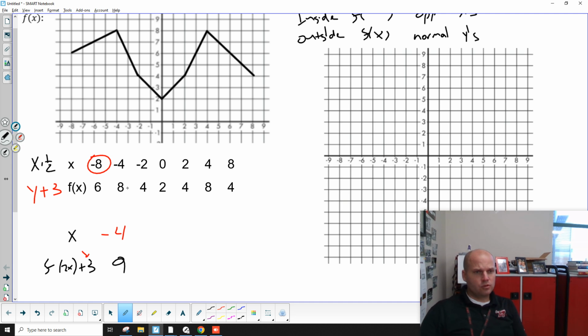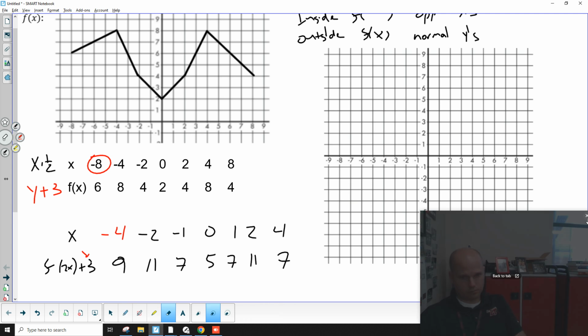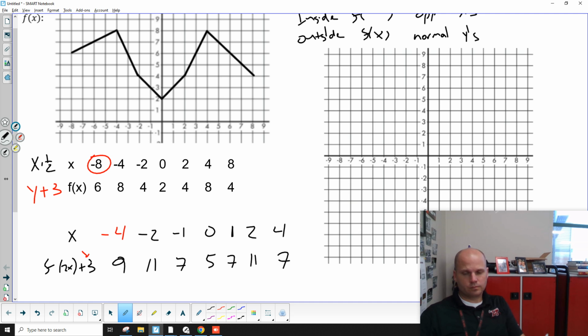So take your x's, multiply them by a half. Take your y's, add 3 to them. You're good. I wish these were spread out a little bit. Double check any of them. This is where it's like, do you really know what's going on?